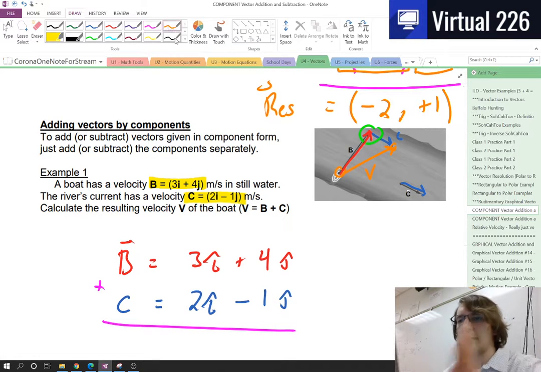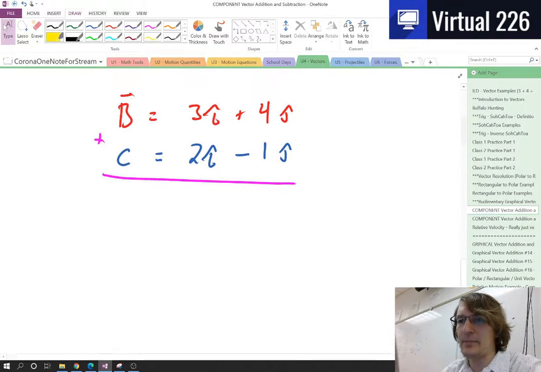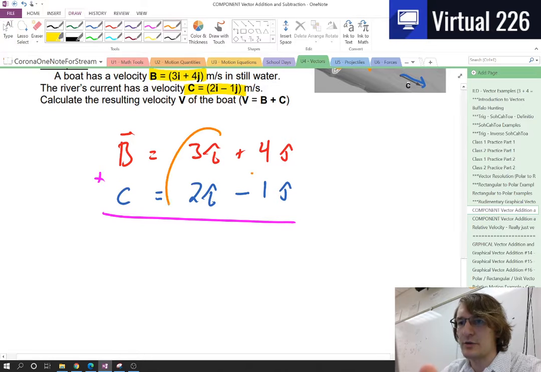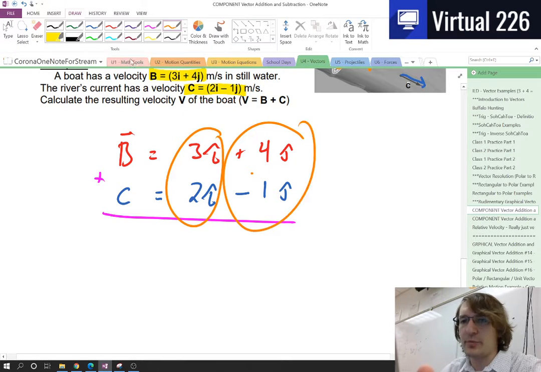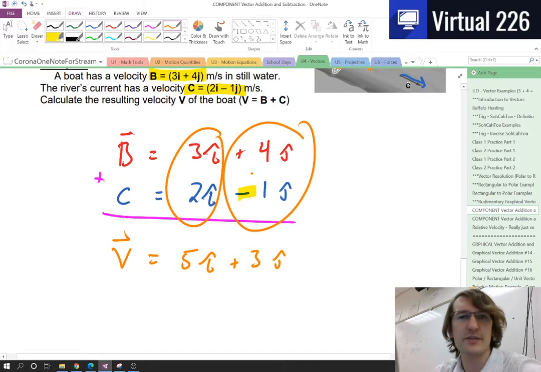When we add them together, we once again add up the x directions and add up the y directions. Be careful about this negative right there. So 3 plus 2 is 5 in the i hat direction, and then 4 plus negative 1 is positive 3 in the j hat direction. And this is going to give us our resultant vector, which in this case is the velocity of the boat.